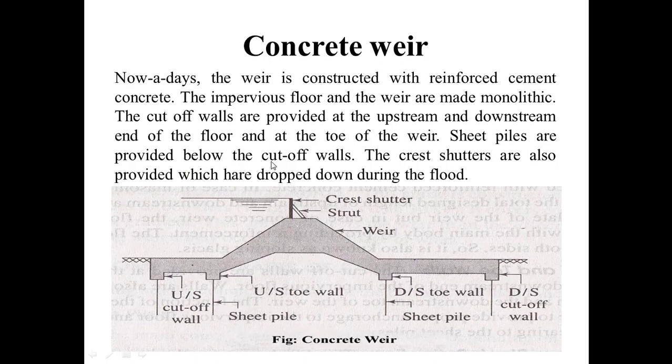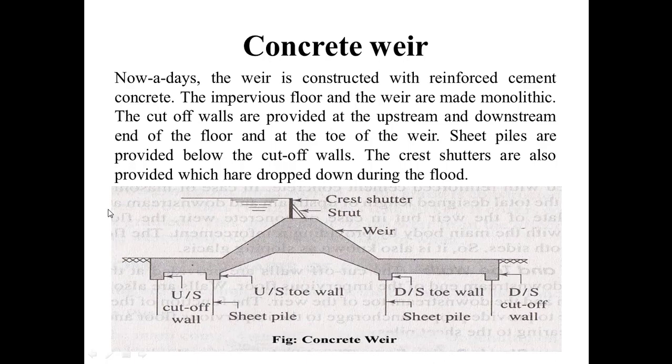Sheet piles are provided below the cut-off walls, as shown. The crest shutters are also provided at the top of the weir, which are dropped during high floods so that the flood water can easily pass over the weir. And this is the general structure of the concrete weir.